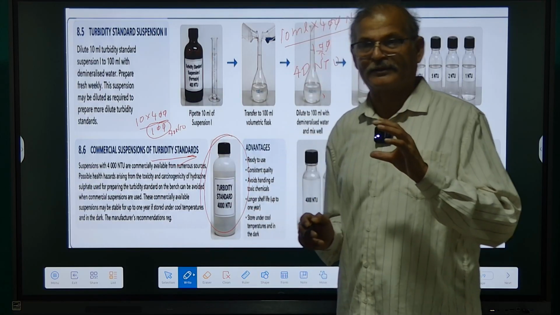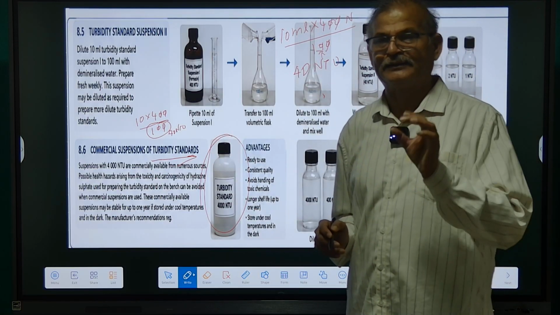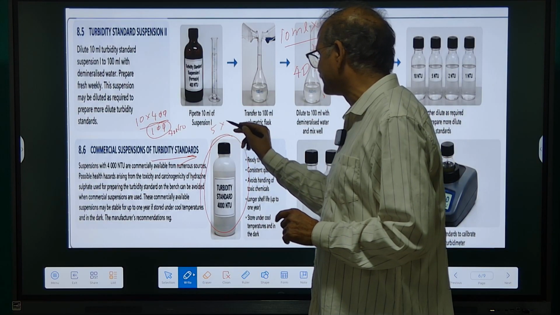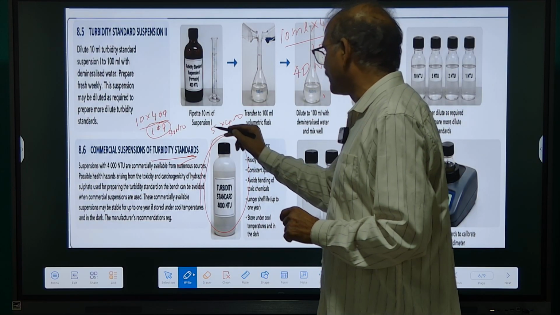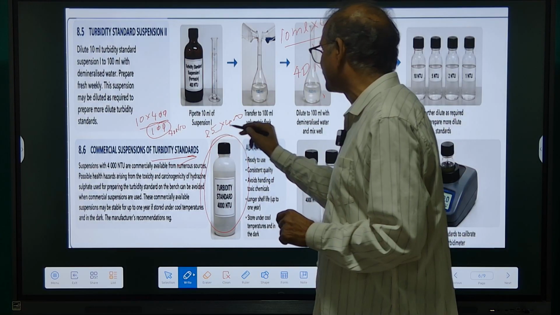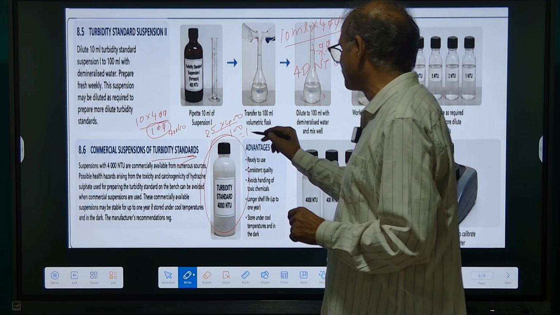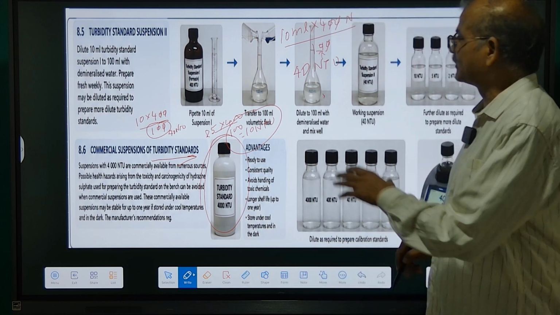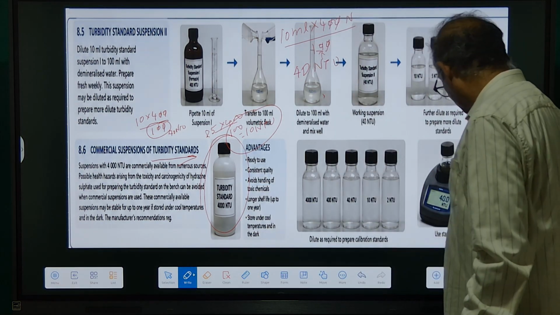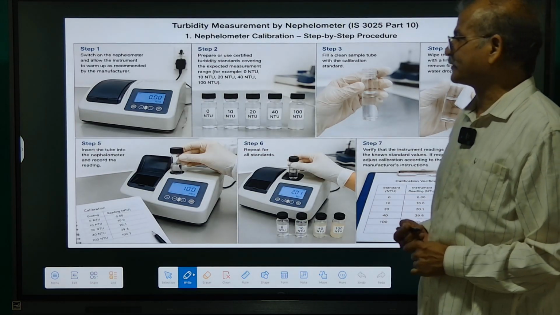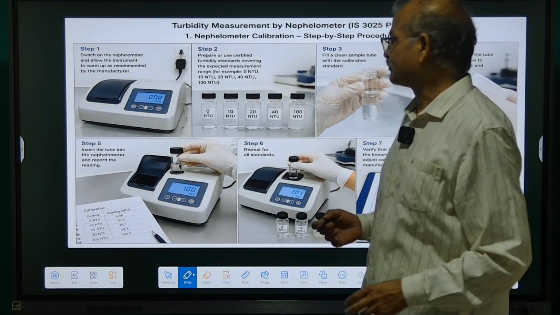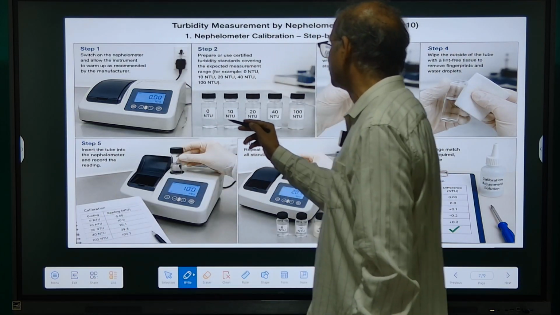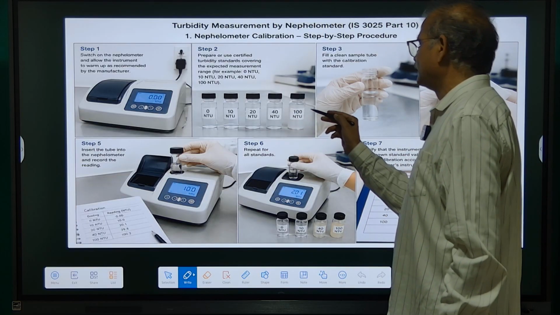So for more accurate calibration, we go for the 10 NTU. We can take only 5 ml of this 400 NTU, or 2.5 ml of 400 NTU divided by 100, so we can prepare a 10 NTU standard solution. Likewise, we prepare the standard solution. Once the standard solution is available, we calibrate our nephelometer, turbidimeter with the standard solutions 0, 10, 20, 40, 100.